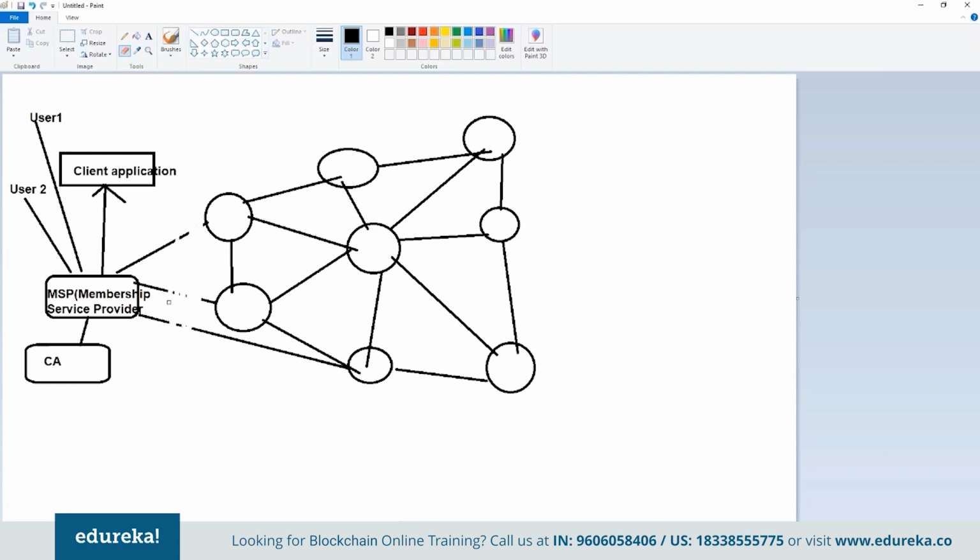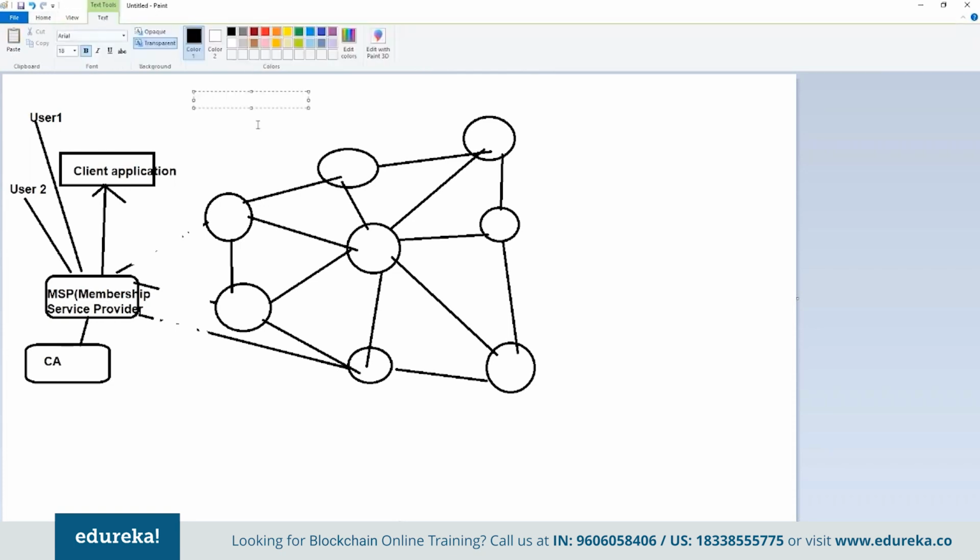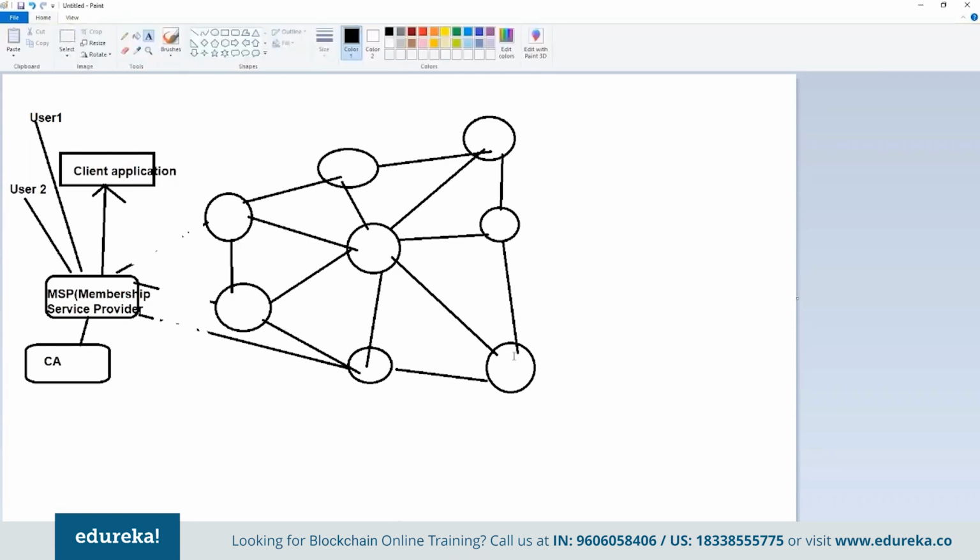Now, in a typical scenario, your client application will basically interact with the blockchain network. And in a generalized scenario, it will send the request, or send the transaction, to a particular node, and then it will get distributed to all the nodes. That's how it basically happens in Bitcoin and Ethereum. In Hyperledger Fabric, it does not happen like this.